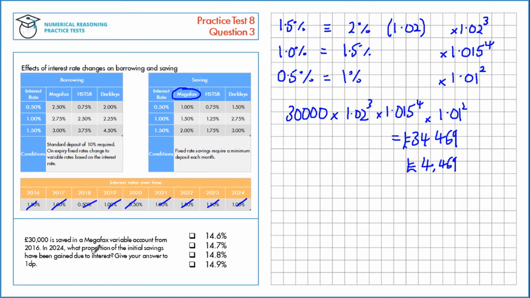Let's calculate that as a proportion of the initial amount. 4,469 divided by 30,000 multiplied by 100, which gives us approximately, to one decimal place, 14.9%.